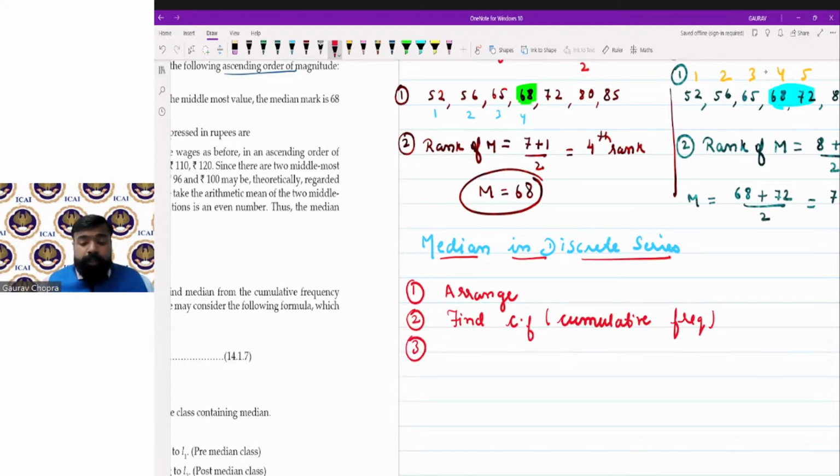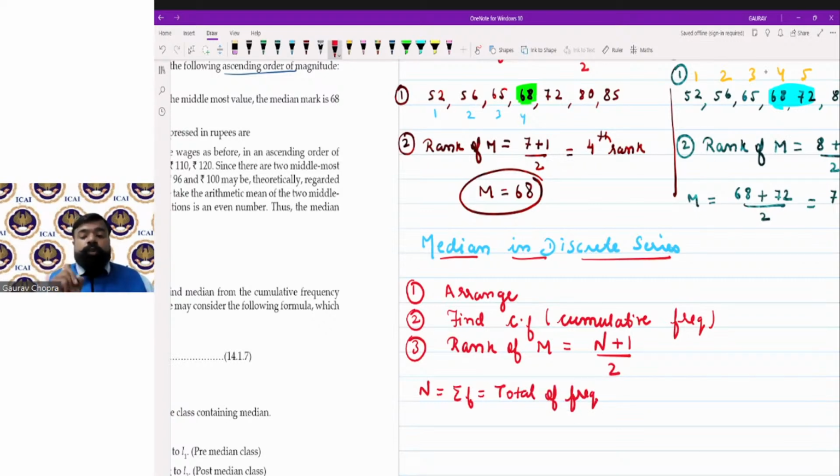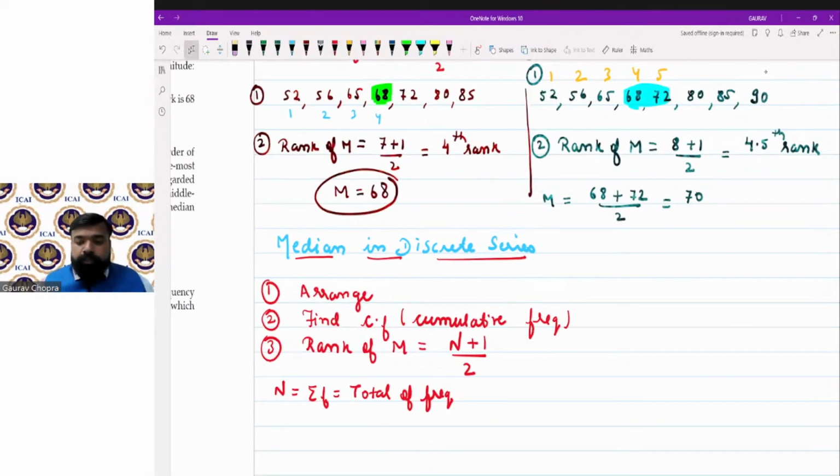Then the third step will be, after CF, find out the rank of median. Now this time, how will we calculate the rank? Rank will be capital N plus 1 upon 2. Now what does this capital N mean? The total of frequency. Capital N means sigma f, that is the total of frequency. So capital N plus 1 upon 2 is known as the rank of median. Okay. So these are the three steps for discrete series.